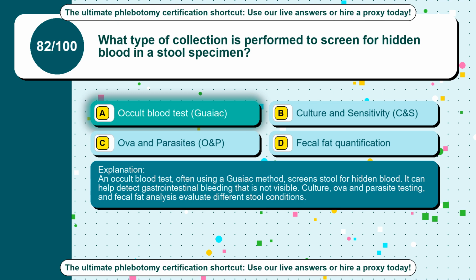An occult blood test, often using a GWAS method, screens stool for hidden blood. It can help detect gastrointestinal bleeding that is not visible. Culture, ova and parasite testing, and fecal fat analysis evaluate different stool conditions.